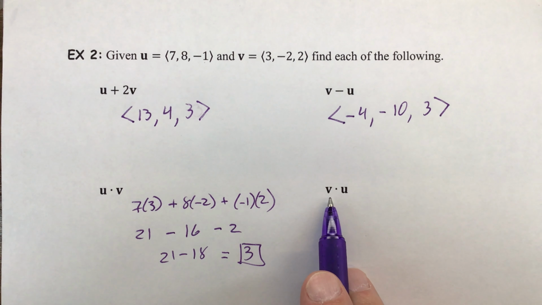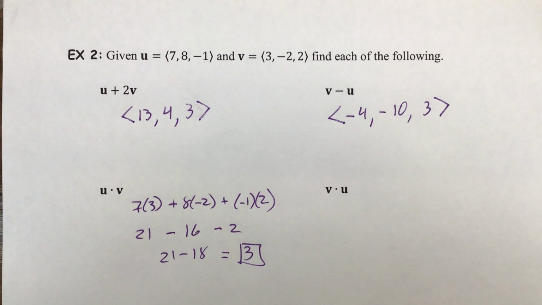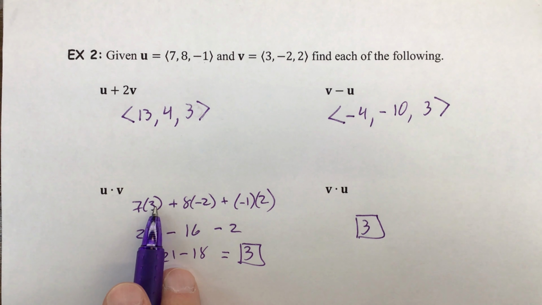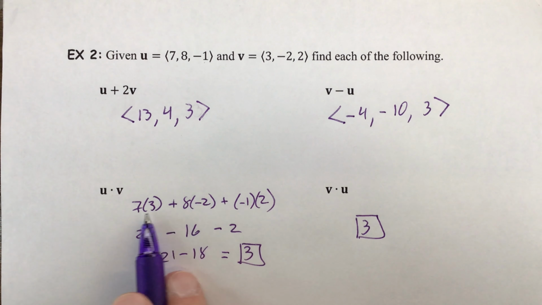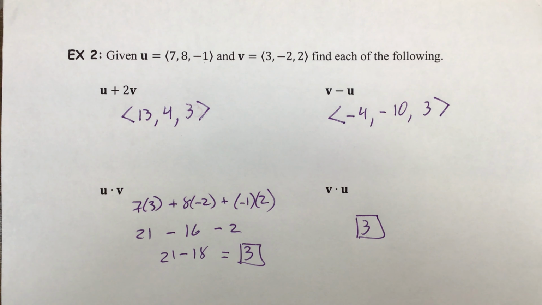So what would be the dot product of V and U? Well, there's a commutative property here. It still applies, so the answer is still going to be 3. The only difference is that you would write it as 3 times 7, negative 2 times 8, 2 times negative 1. So all these would be flip-flopped, but the products are all going to be the same, which means the sum is going to be the same. You have a commutative property. These two answers are going to be the same.